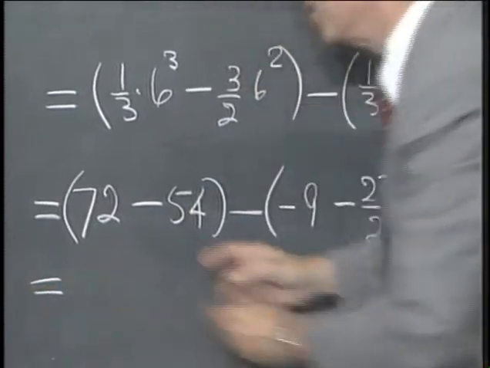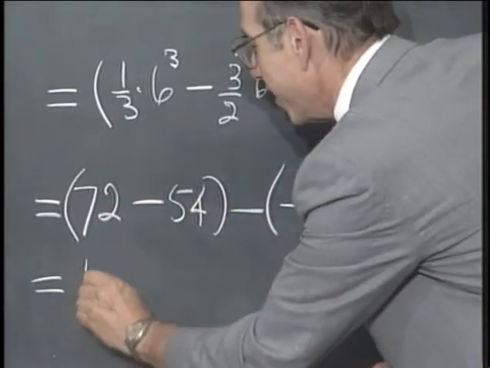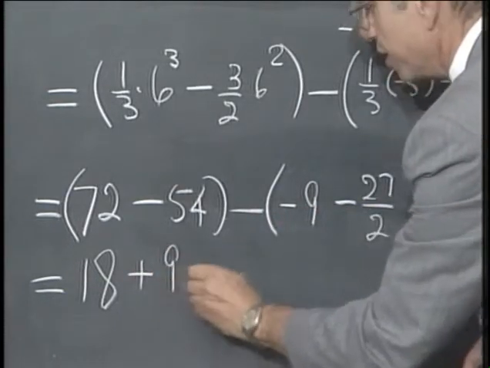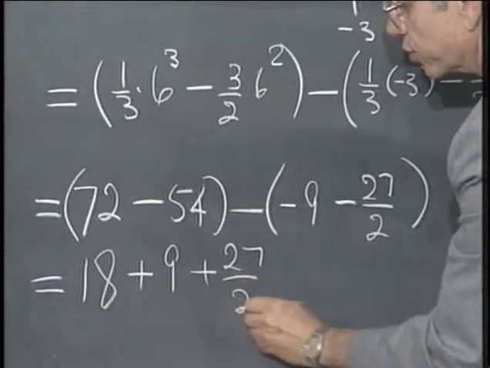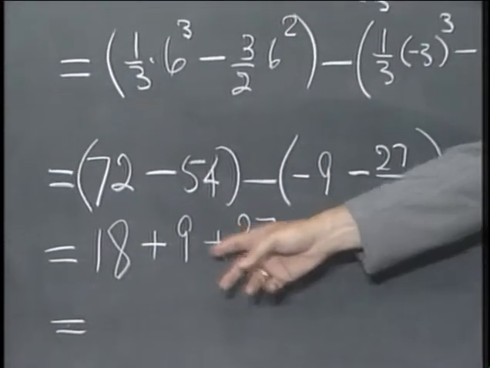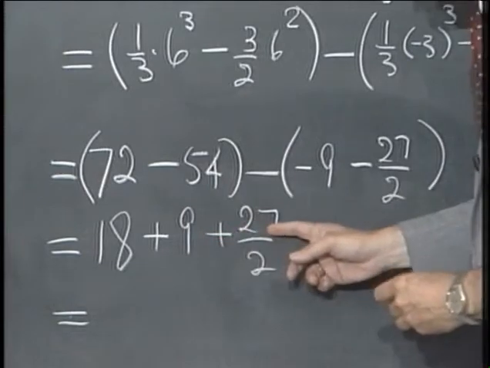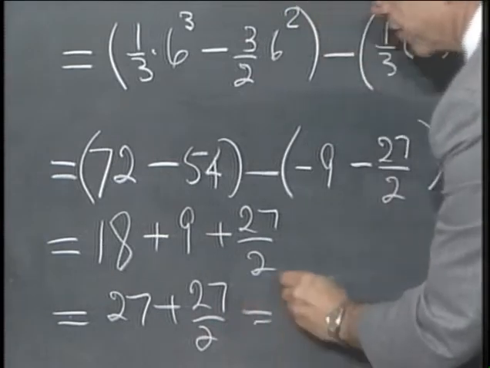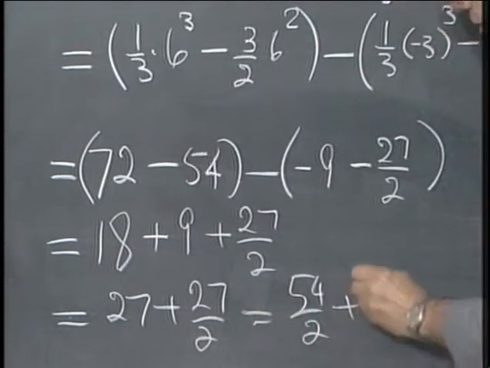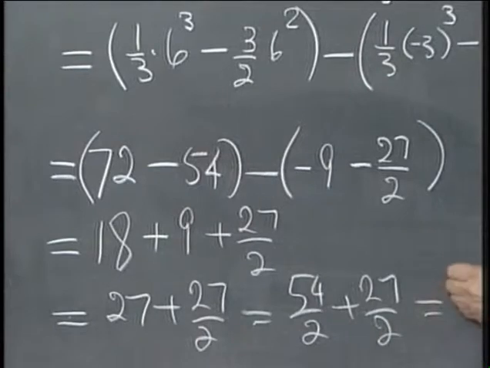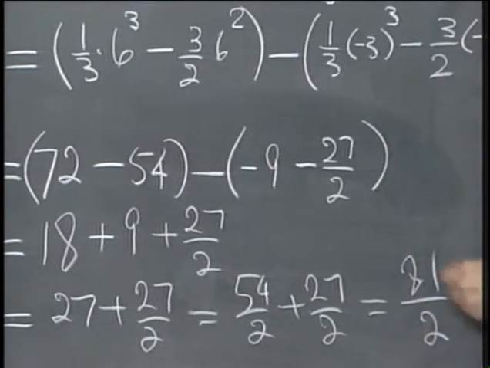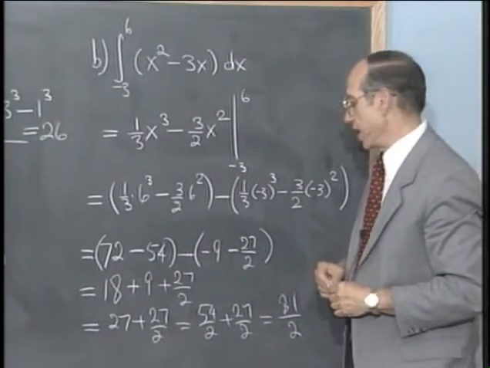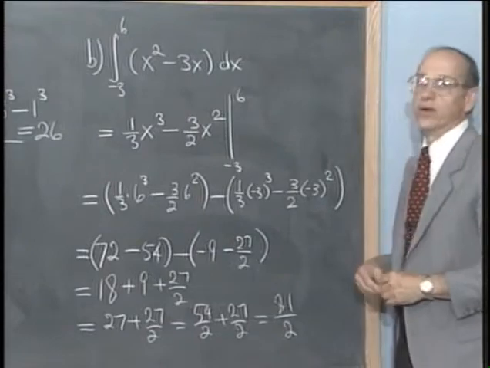This is not getting easy for me. 72 minus 54 is 18. And what do I have here when I remove the parentheses? Plus 9 plus 27/2. Okay, 18 and 9 is 27, plus 27/2. That's 54/2 plus 27/2, and that's 81/2. So the integral from minus 3 to 6 of x squared minus 3x dx turns out to be 81/2.